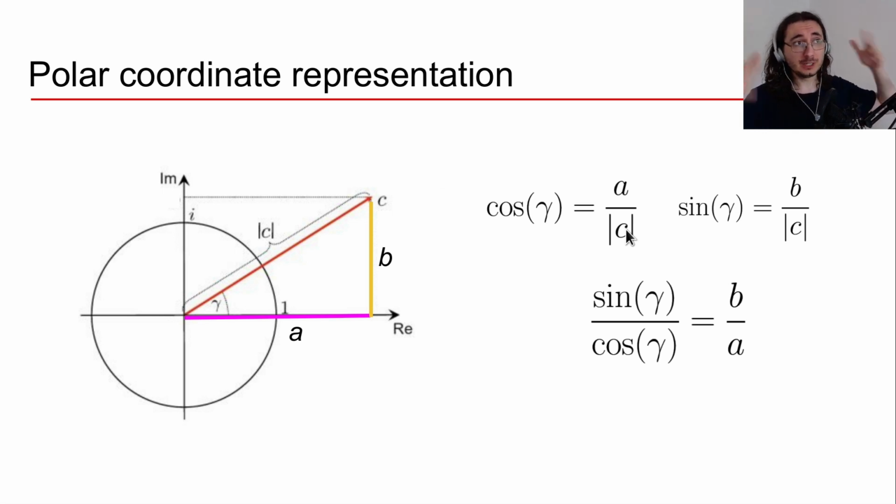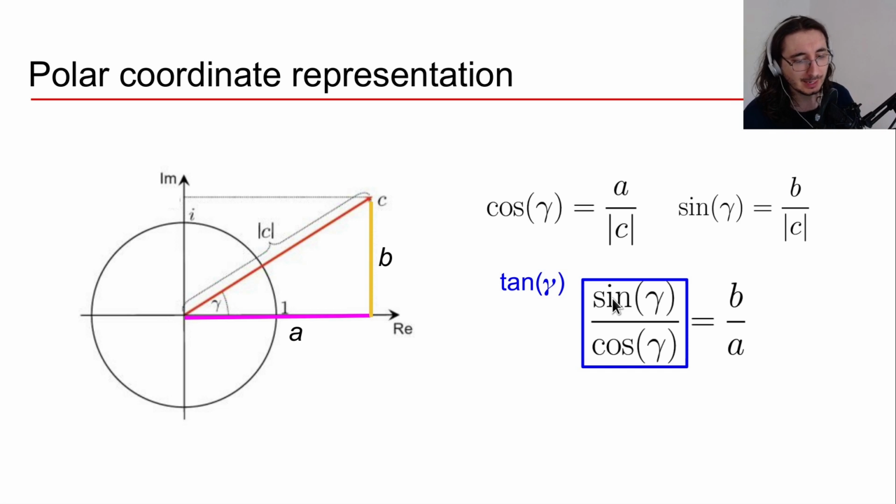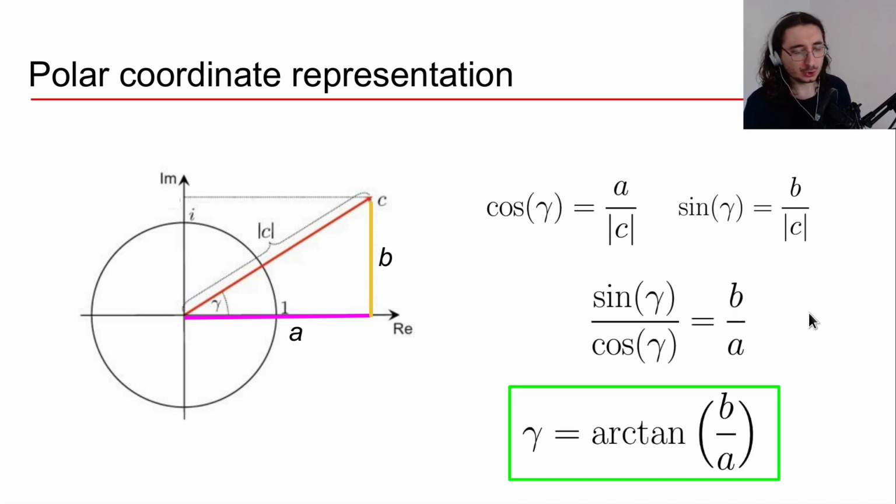Now, if you are familiar with trigonometry, I'm sure you've recognized that this sine divided by cosine is indeed the tangent of gamma. Now, obviously, we're not interested in the tangent of gamma. We're interested in gamma. So how do we get gamma? Well, we need to apply the inverse function of the tangent to B divided by A. In other words, to get gamma, we have to apply the arctangent to B divided by A. Good. So this way we can get the gamma angle directly from the Cartesian coordinates.